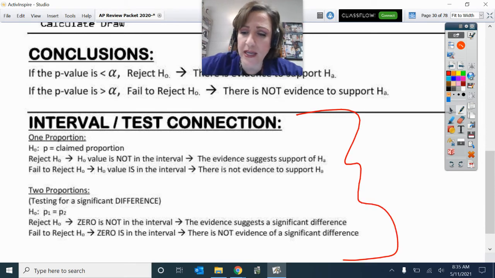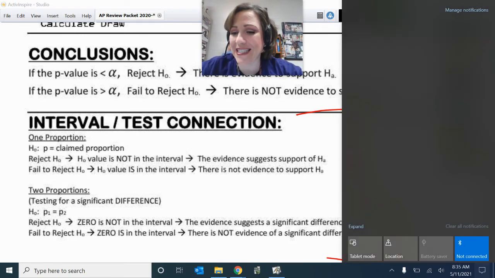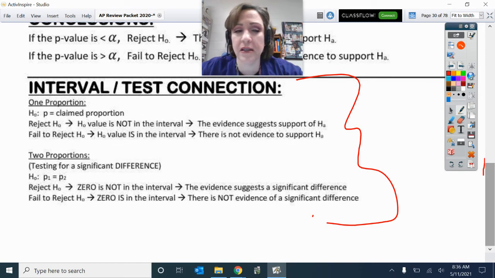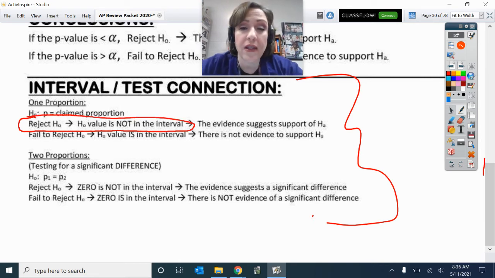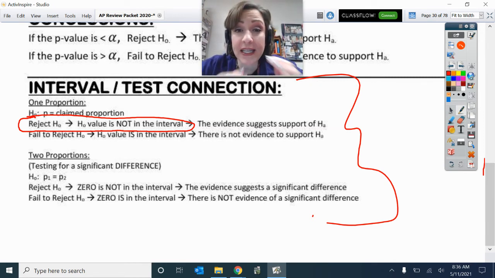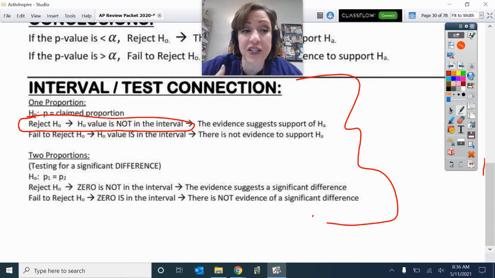Let's talk about this real quick, this interval and this test connection. If you reject the null, then that null hypothesis would not have been in your interval. Or the flip side to that, if you made an interval and it does not contain H0, then upon running a test, you would expect to reject that null. Really important that you catch that relationship there.